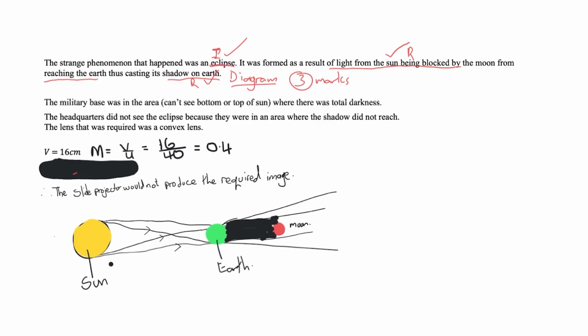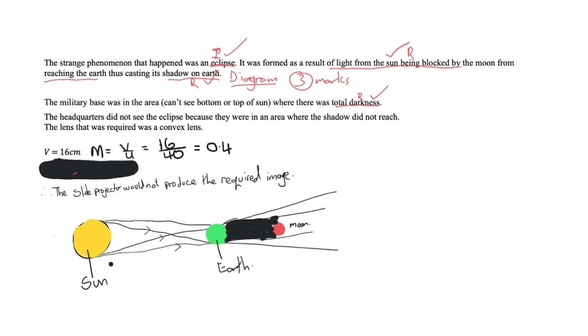So part B of item 1. The military base was in an area that can't see the bottom or top of the sun, where the sun was in total what? Total darkness. So you also earn that mark. We expected you to say the area was in total darkness, or it was not receiving light from the sun.